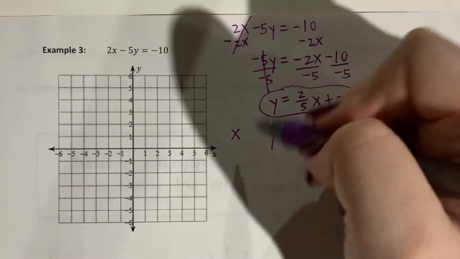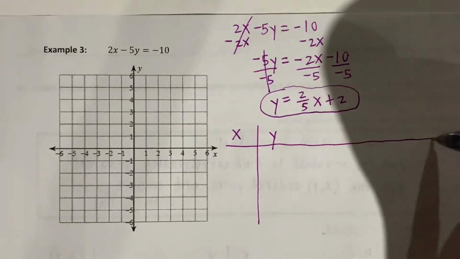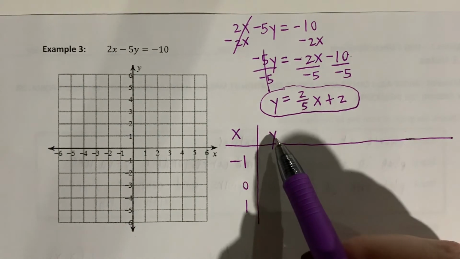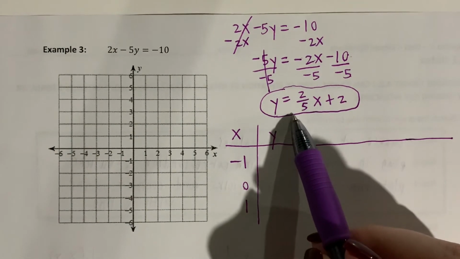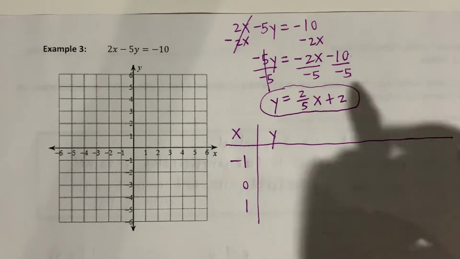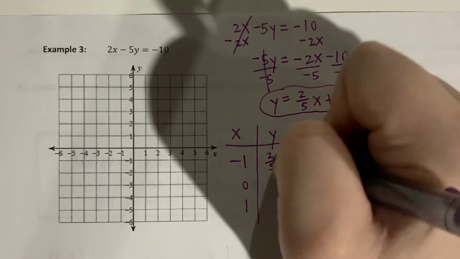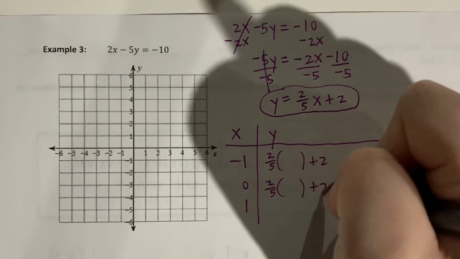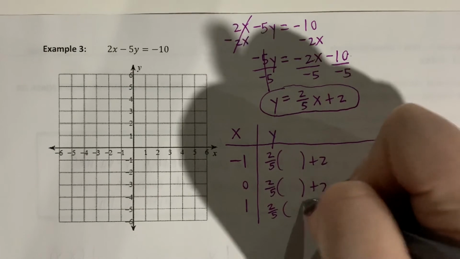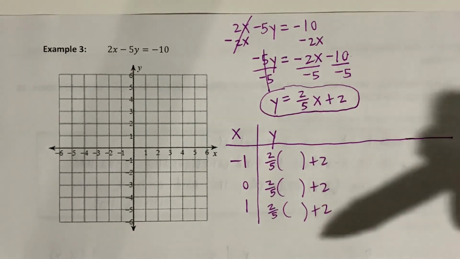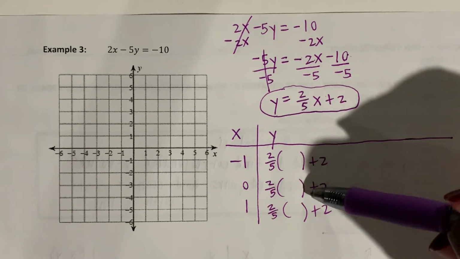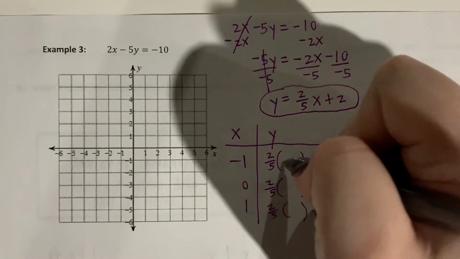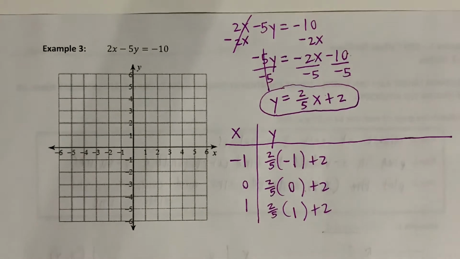So sketch your XY table. I'm going to make mine again really wide. I'm using the same 3 x values. And for what y equals, here's what y equals. 2/5 x plus 2. But instead of writing the x, I'm putting parentheses. So I wrote my equation, but instead of writing x, I put my parentheses because now I'm going to plug in what x equals. X equals -1, 0, and 1.